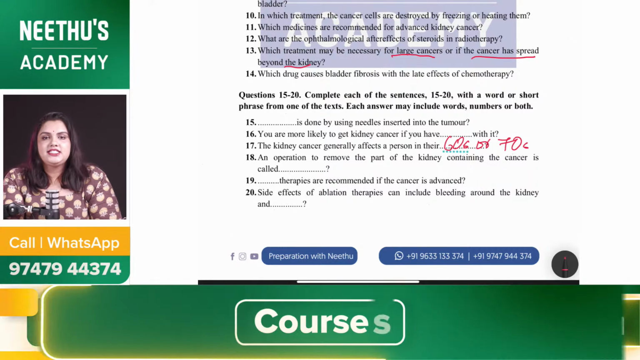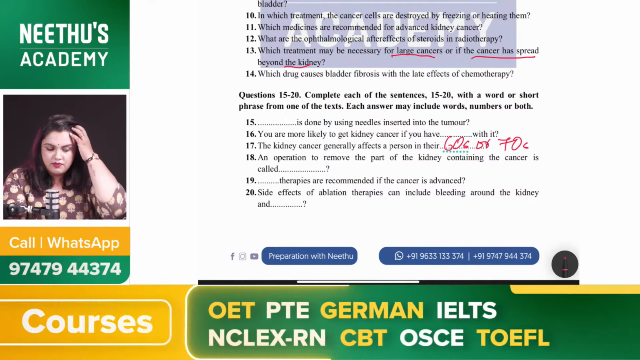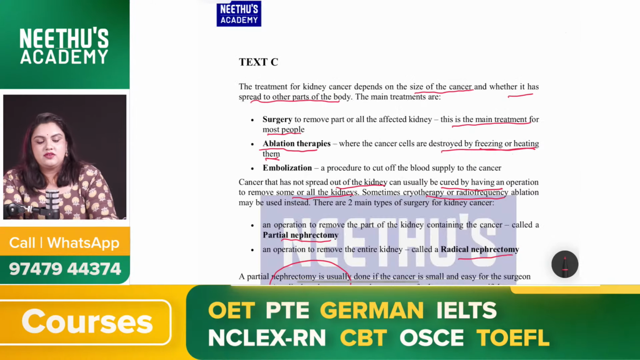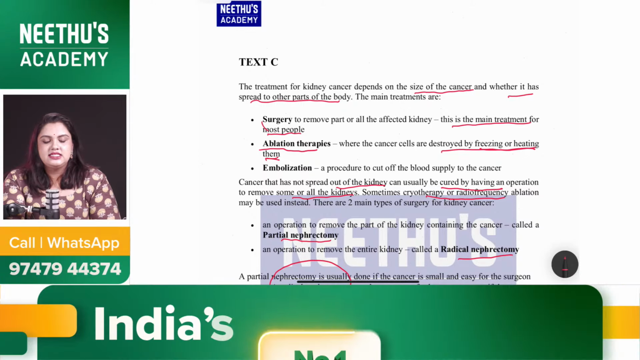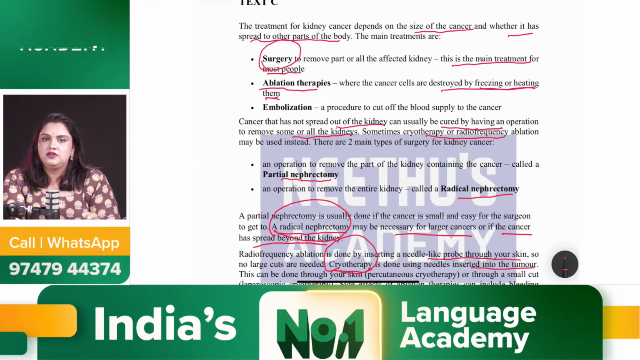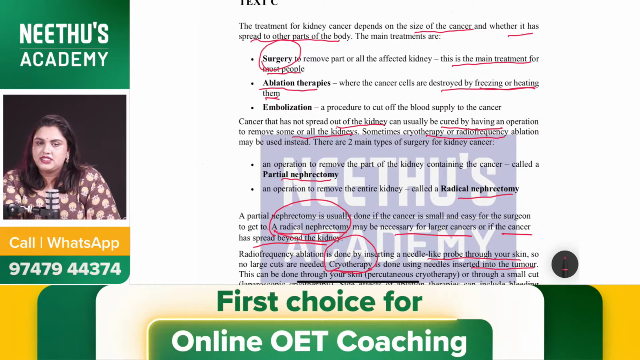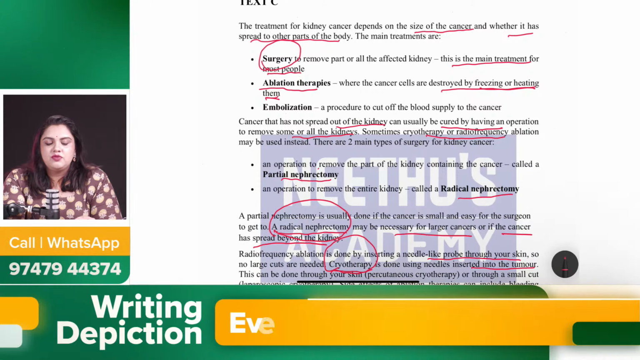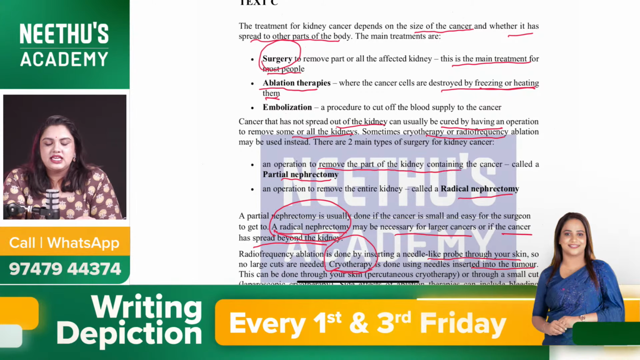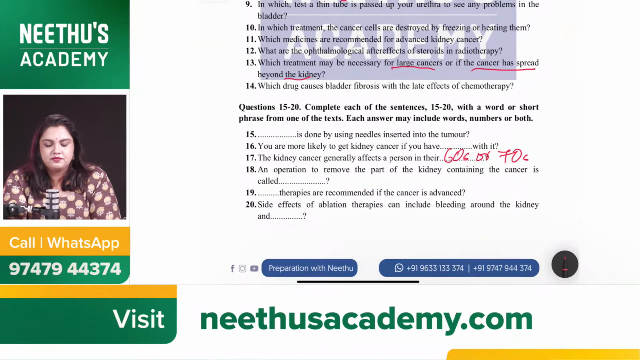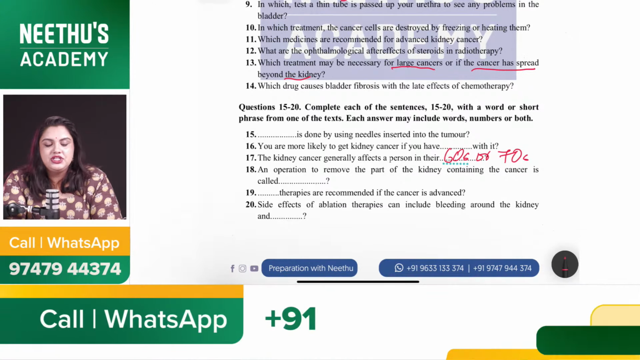We discussed that in which text? We discussed that in text C. We spoke about the surgery, and our surgery we divided into two: partial nephrectomy and radical nephrectomy. An operation to remove a part of kidney containing the cancer is partial nephrectomy. Yes, Megha, the answer to question number 18 is partial nephrectomy.